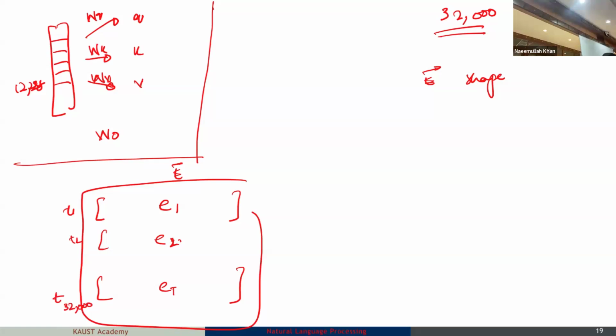So let's start with rows. How many rows does it have? 32,000 rows, okay, and 12,228 columns. That's your E matrix. Now my W query matrix has to take this 12,228 dimension and convert it into 128 dimension. So first thing is, where should I multiply WQ? On the left hand side or on the right hand side?